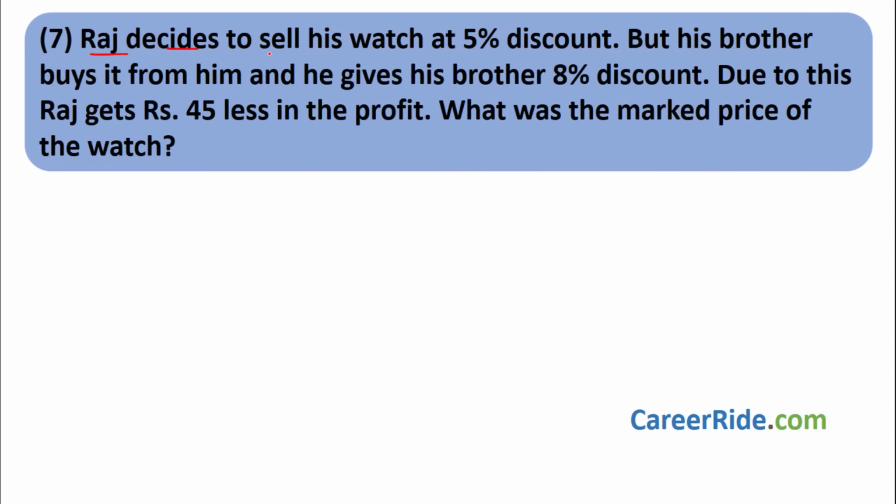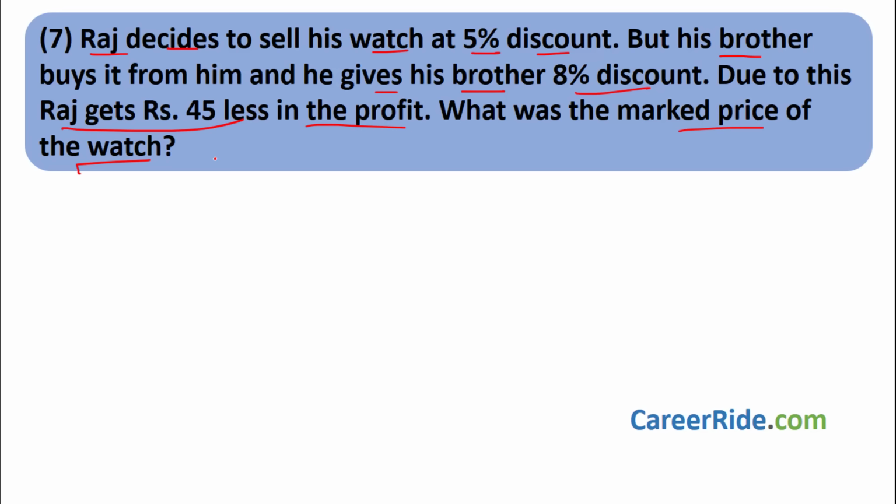Raj decides to sell his watch at 5% discount, but his brother buys it from him and he gives his brother 8% discount. Due to this, Raj gets rupees 45 less in profit. What was the marked price of the watch?